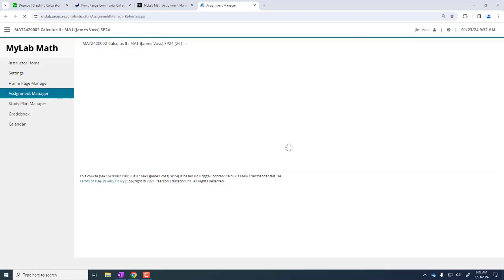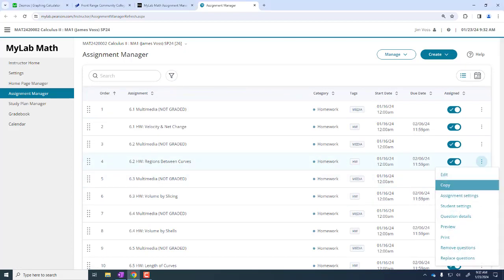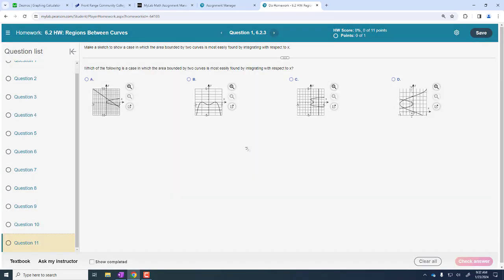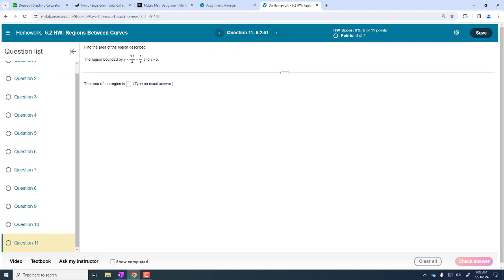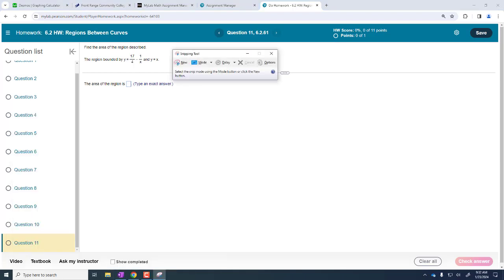Let's see. You said 6.211, right? Yep. Does that look right? Yeah. I was just having trouble setting them equal to each other to find the intersection.